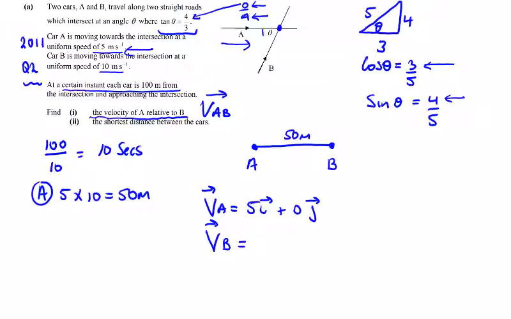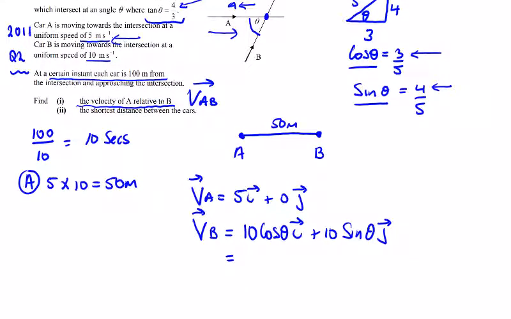The velocity of B. So our angle is theta, but we have the sine and cos version of the angle. So the velocity of B, its speed, 10 cos theta in the i direction. And it is moving positive, plus 10 sine theta in the j direction. And then fill your values in. So 10 by 3/5 is 6, so 6i. And 10 by 4/5 is 8. So the velocity of B is 6i plus 8j.